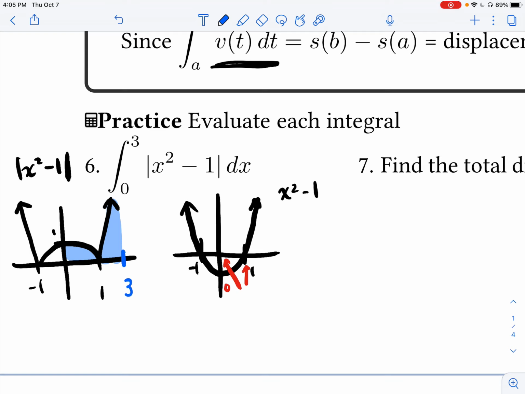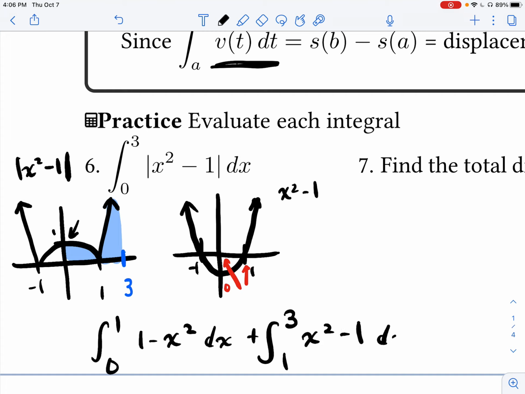Since I know that my function, the non-absolute value function, dips below the x-axis at 1, I can set up my integrals as follows. Actually, let's go back to black. My first integral is going to go from 0 to 1. I'm going to stop at 1 because that's where it dips below the x-axis. And it's behaving as 1 minus x squared. Okay, so this function here is 1 minus x squared. So again, vertex of 1, dipping below, and then it's a negative quadratic, x squared dx. And then the rest of it is going to go from 1 to 3, and it's going to then behave like x squared minus 1 dx.